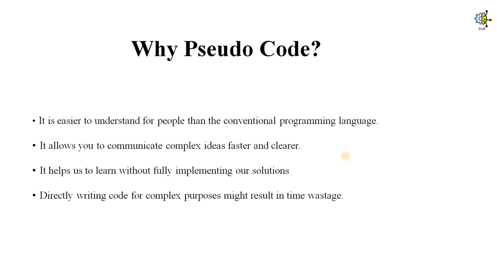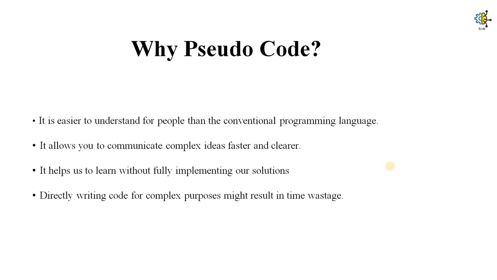There are some important points here we should know about it. It is easier for people to understand than the conventional programming language. It allows you to communicate complex ideas faster and clearer. It helps us to learn without fully implementing our solutions. Directly writing code for complex purposes might result in time wastage.